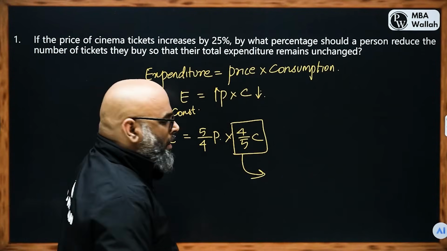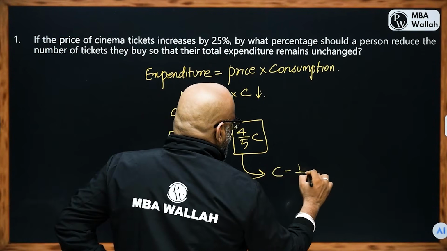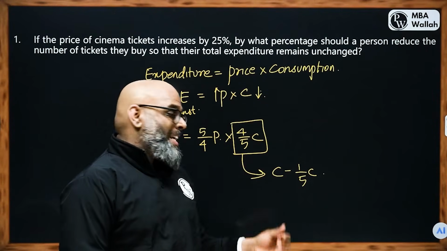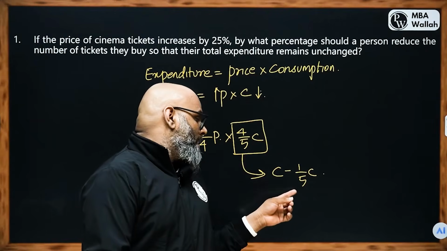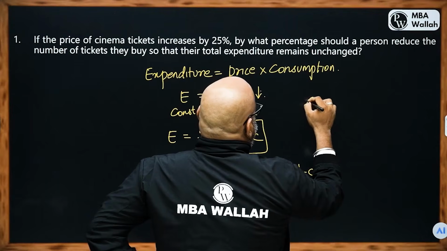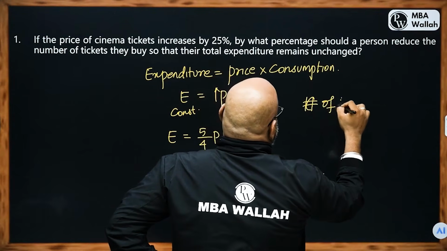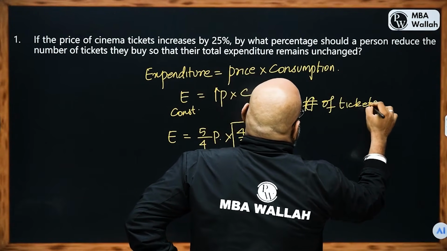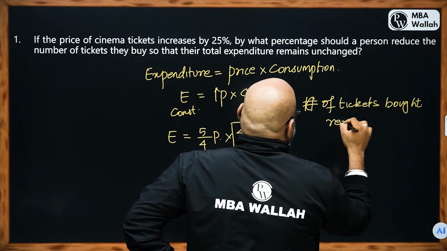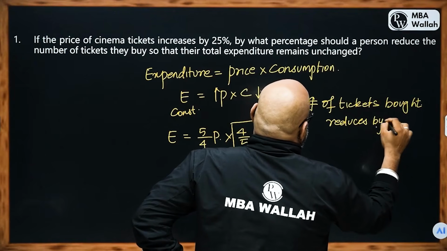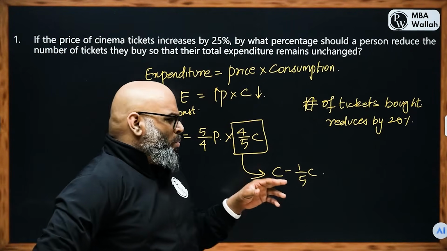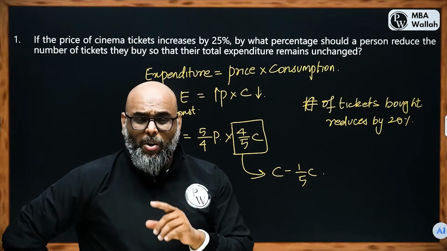4/5 of my consumption, you can think about it as C minus 1/5 C. So C is your actual consumption. There's a reduction of 1/5 of it. So consumption, the number of tickets bought, reduces by 20%. Simple idea. Nothing fancy, nothing tricky here. When one value goes up, the other value comes down.